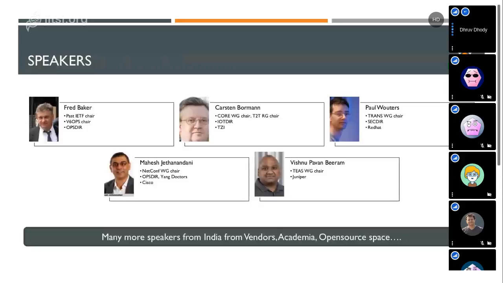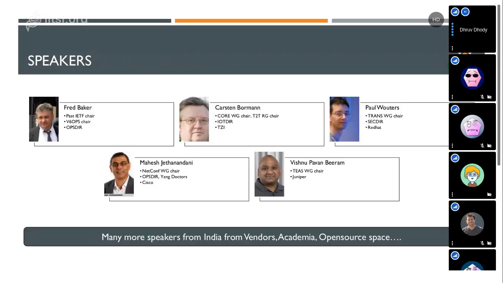Then we have experts from IoT, like Professor Carsten Bormann, who is a working group chair, the Things to Things research group chair, and on the IoT directorate, with various other activities. People know him as an IoT expert worldwide. We have Paul Wouters, who is a security expert. He has been involved in open source activities related to security for a long time, and he is also the TRANS working group chair, on the Security Directorate, etc.